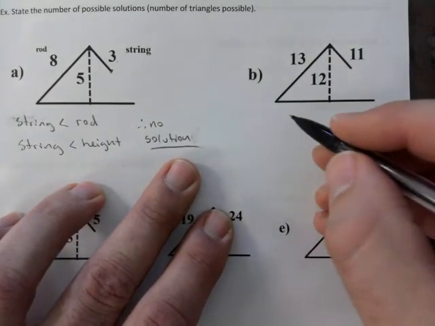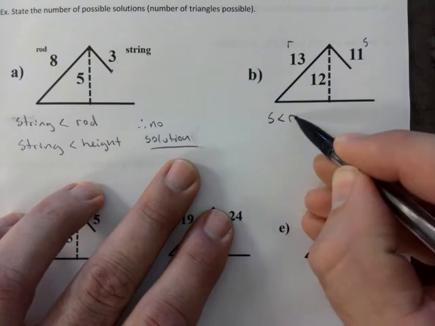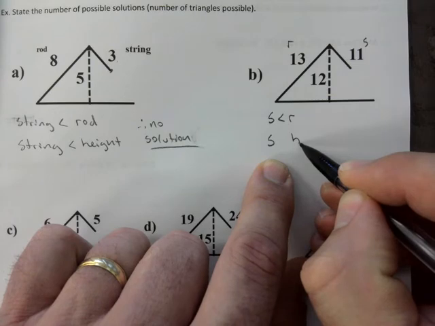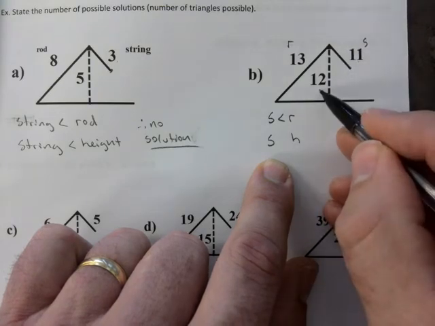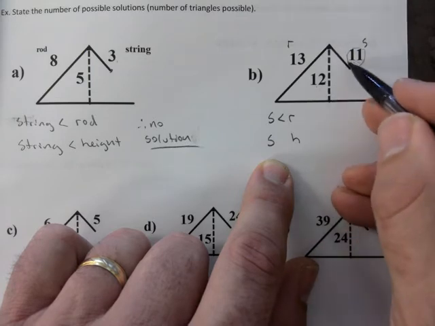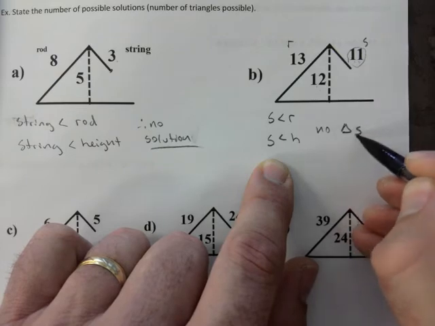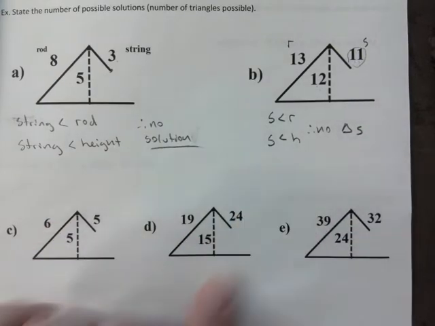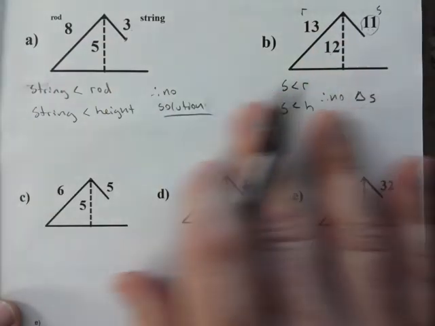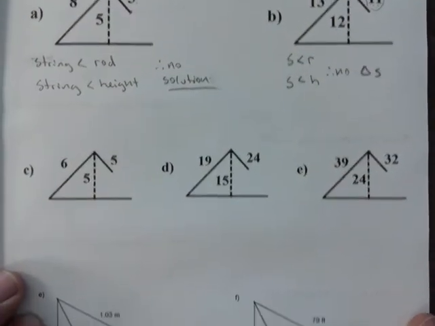Next, this is my rod and my string. I will say that string is less than rod, okay? Then I need to proceed and compare the string and the height. What about the string and the height? String is shorter, right? 11 is less than, so no triangles. Therefore, no triangles. See how this goes? Because this is what you will come up with after a while. You calculate the height, and then you'll know, right? Next.